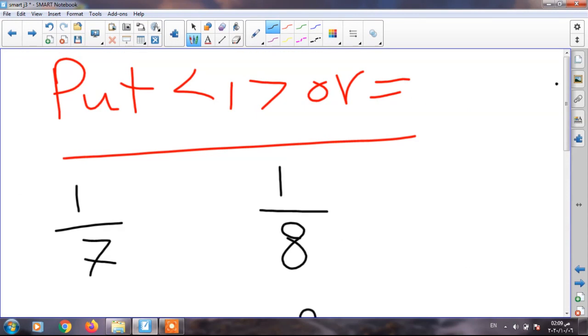Look here, Junior 4. Here what? I want to put what? Smaller than, or bigger than, or equal to. The first one here I have what? 1/7 and 1/8. Okay?